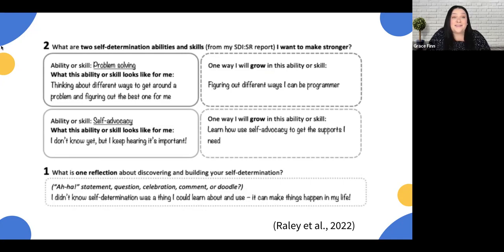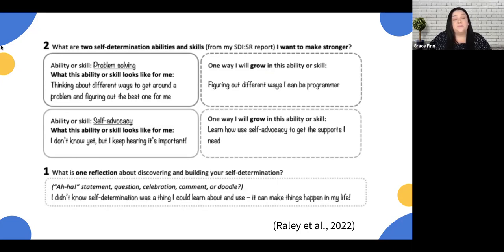And sometimes it's okay to not know, right? So I love how this form allows students to really think through these different things that are really important, and be okay with not knowing and set a goal to find out. So she's going to learn how to use self-advocacy to get the support she needs.